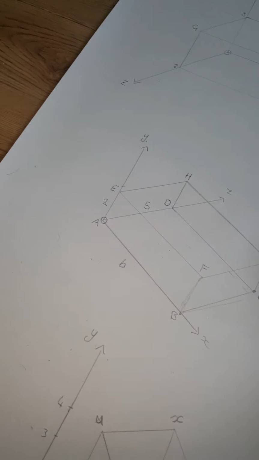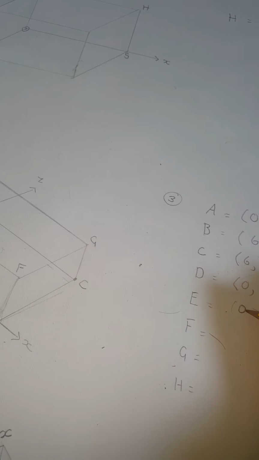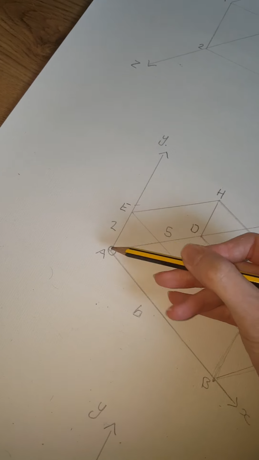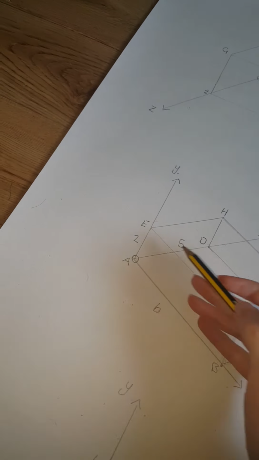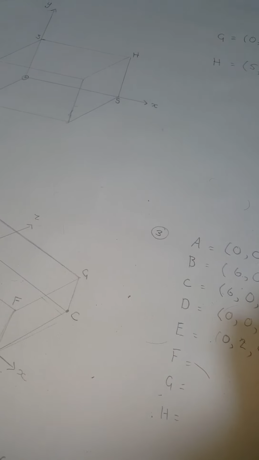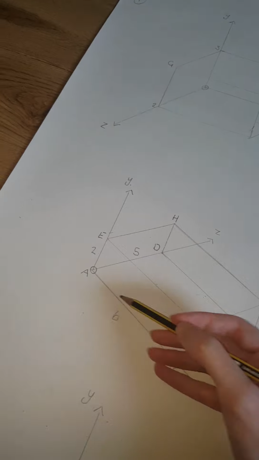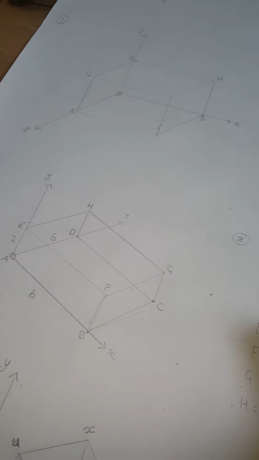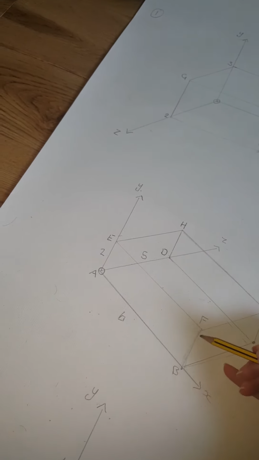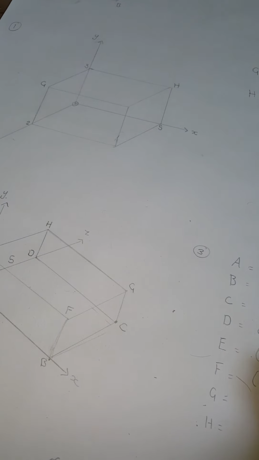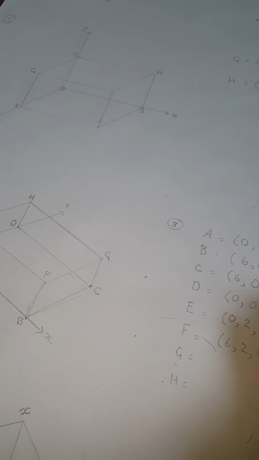Okay, on to E, we haven't gone along the x at all, so x is 0. We have gone up the y 2 places, so y is 2. And we've not gone out the z axis at all, so z is 0. Okay, on to F. Right, to get to F, I go along the x-axis 6 places, so my x-coordinate is 6. I go up my y-axis 2 places, so my y-coordinate is 2. And I'm not going out the z-axis at all to get to F, so z is 0.